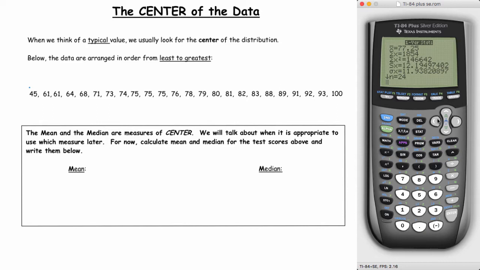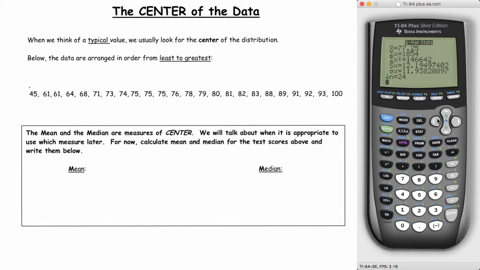But just in case, what you should really do in general, if your data is not in list 1 but something else, like list 2 or whatever, hit 2nd and then go find under the numbers whatever list corresponds to where you put the data. So I put mine in list 1, I'm just going to hit 2nd 1. So it's going to compute all these statistics for the data in list 1.